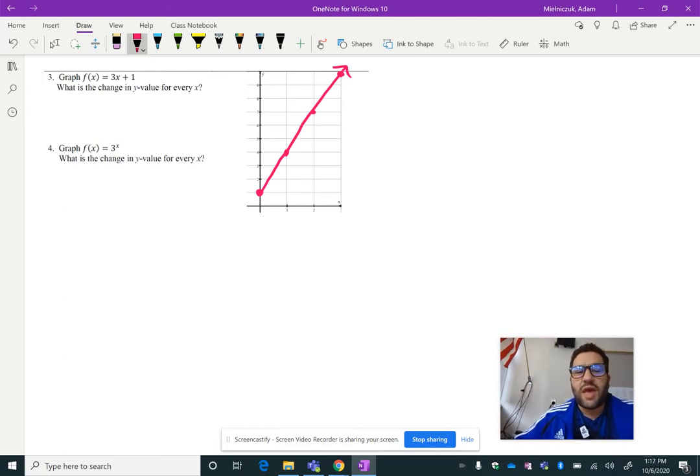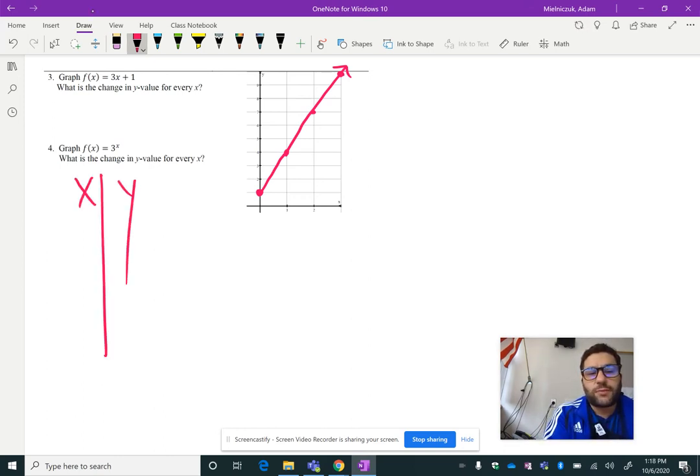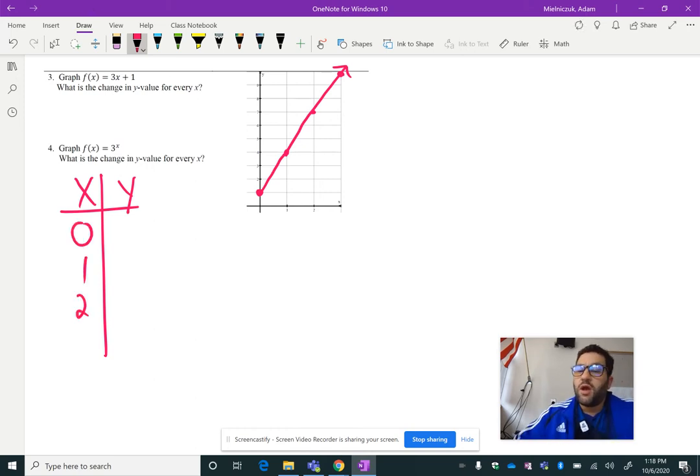But let's take a look at graphing f(x) = 3^x. I would advise for this one to create a t-chart, and then fill in some values. So let's say 0, 1, 2. For t-charts, you always want a minimum of 3 values.